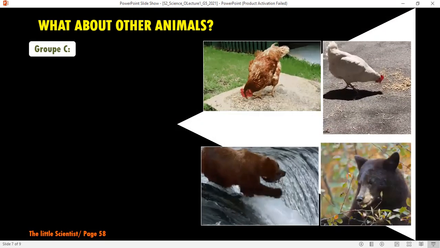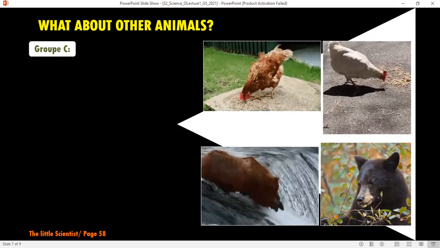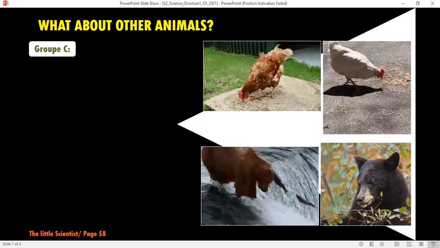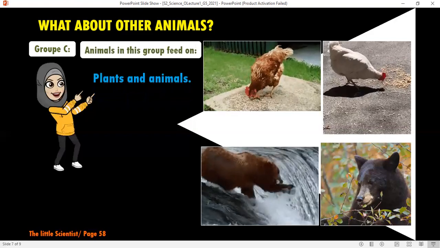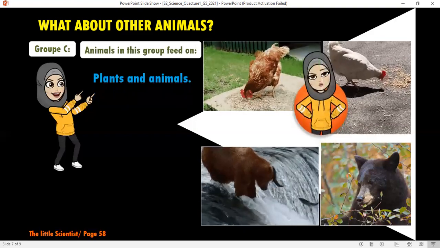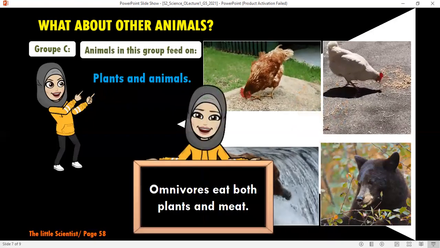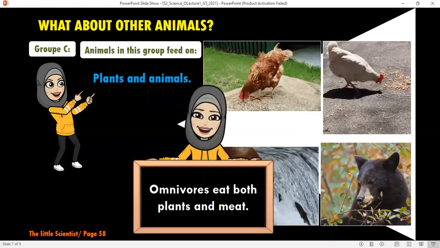Look at the bear. The bear eats fish. This is the brown bear, and it eats berries too, it eats fruits. So what do we consider these animals? When they feed on both plants and animals, the animals are called omnivores. An omnivorous animal, such as people, right?